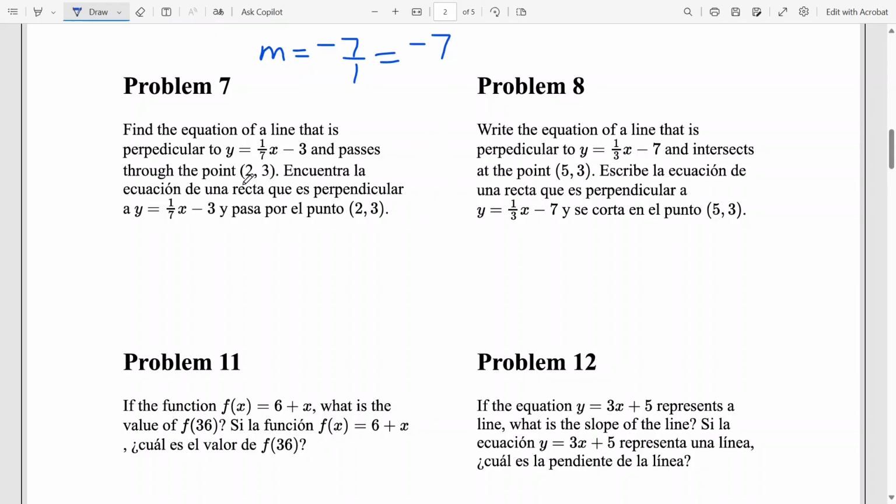And we're given the point (2, 3). So we can use point-slope form to write the equation of the line. So we can say y minus the y value given, 3, equals the slope, -7, times x minus the x value given, which is 2. And there we go.